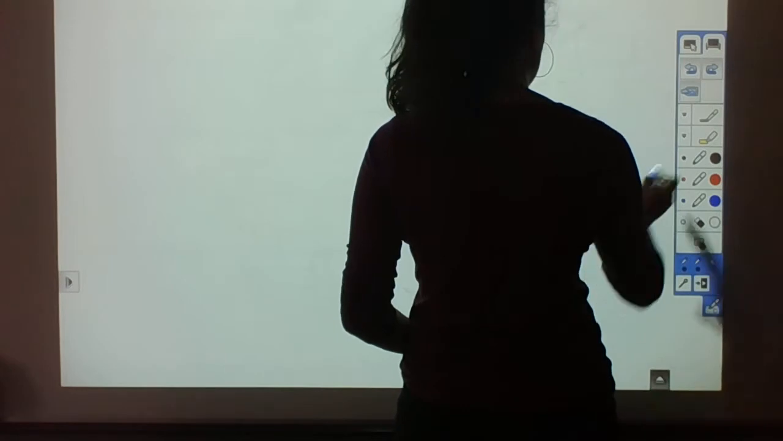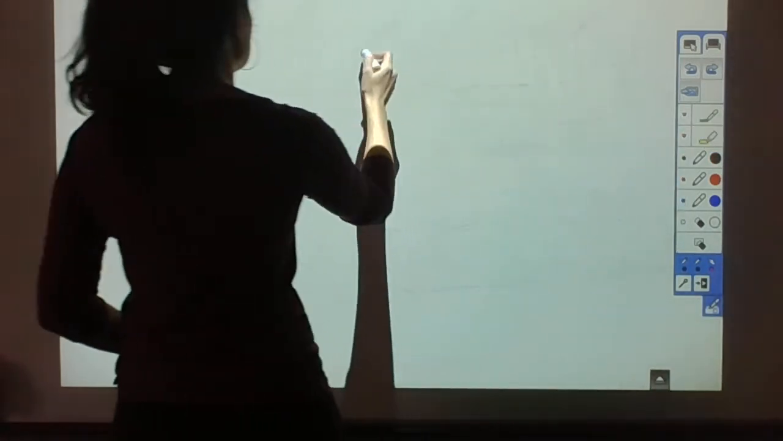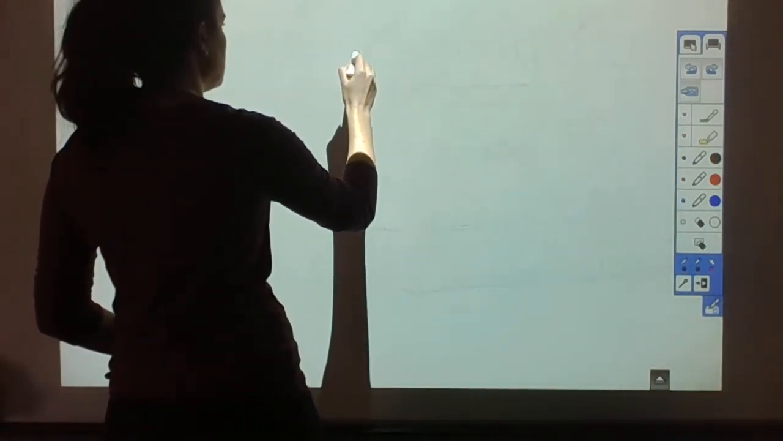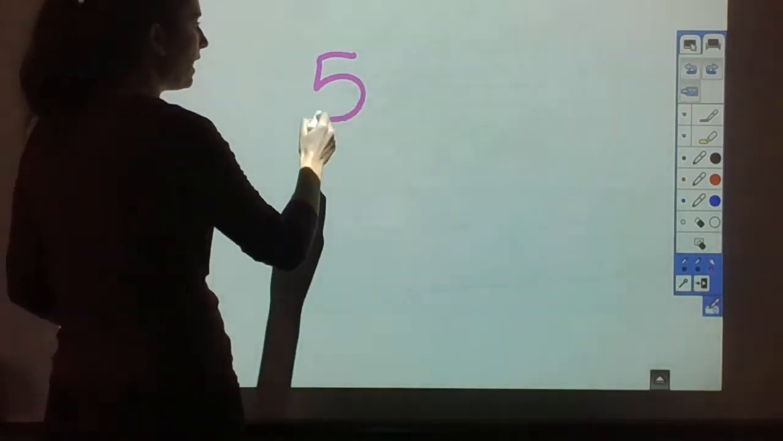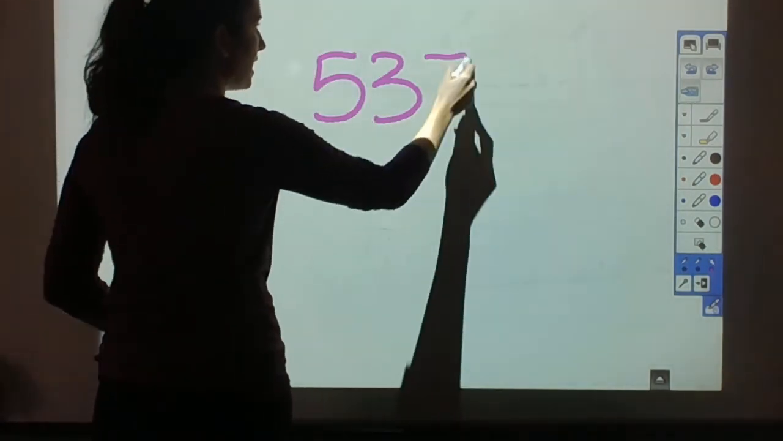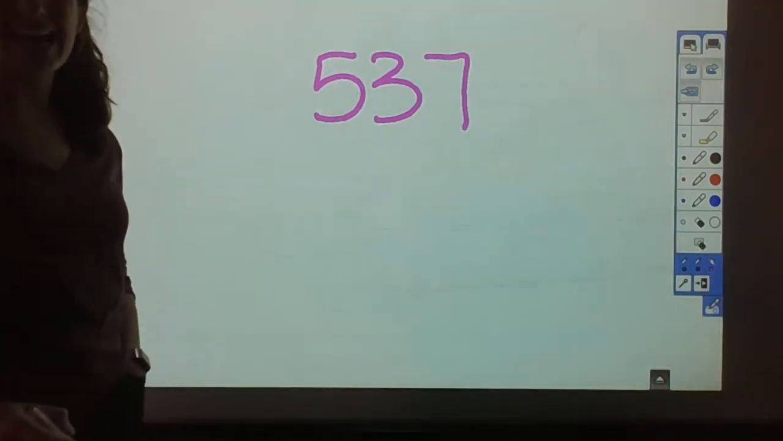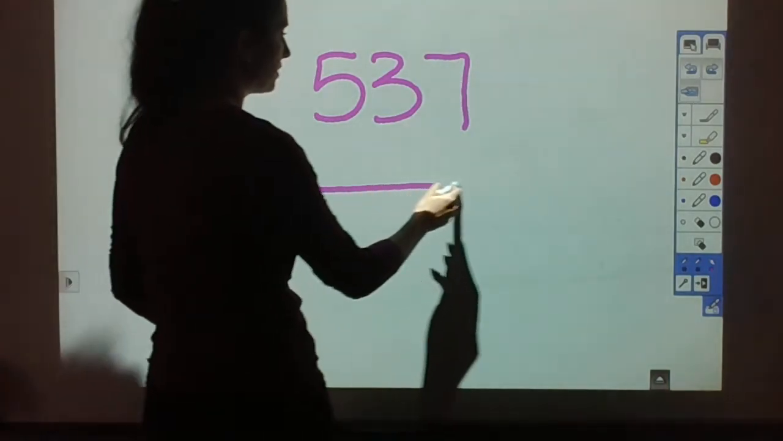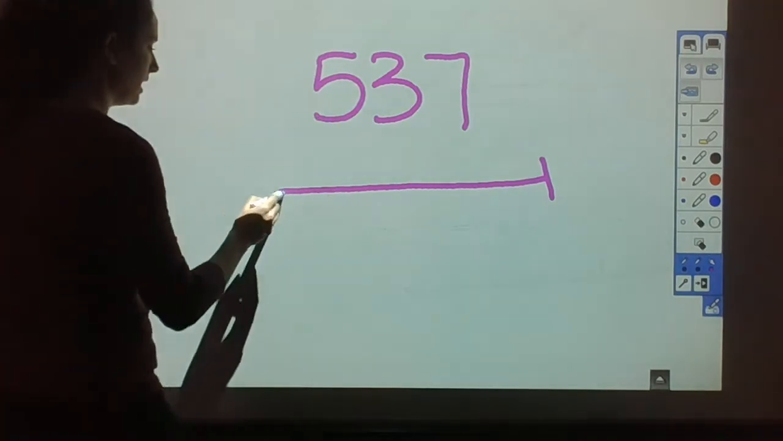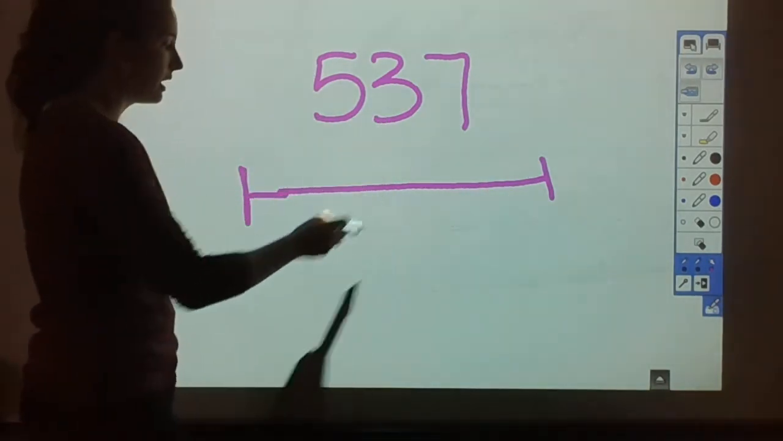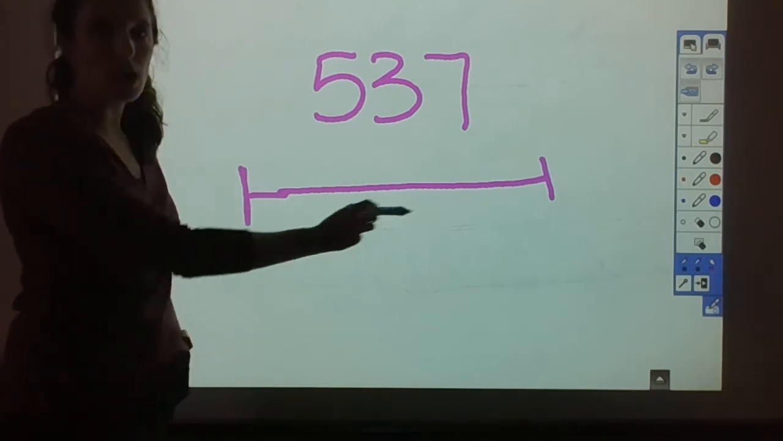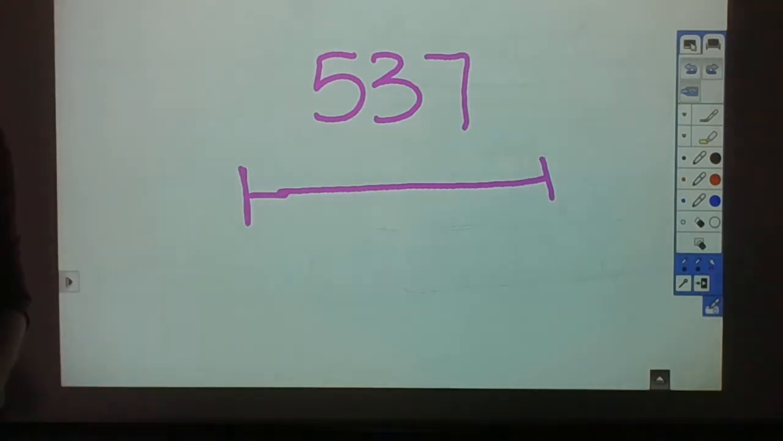All right. Go ahead and try this problem on your own. In your own workbook page, or your own journal page, I want you to round 537 to the nearest 10. Go ahead and find out which two numbers it's either going to round up or down to, and draw your number line. I'll give you a minute here to do that.